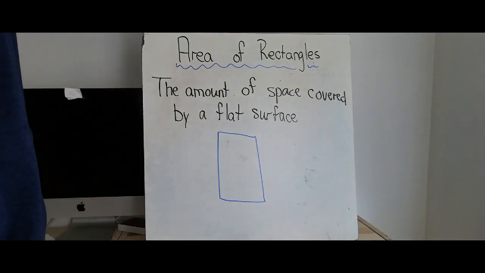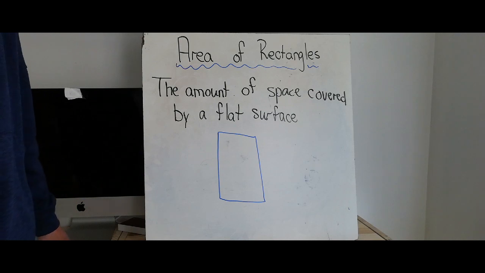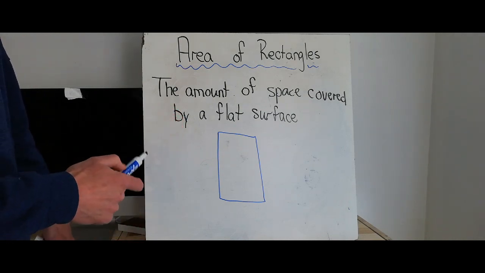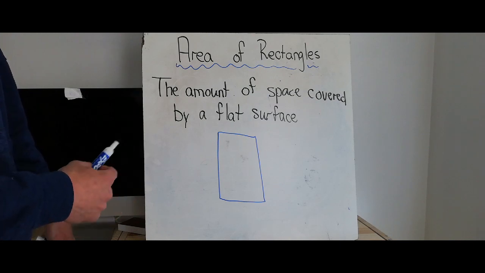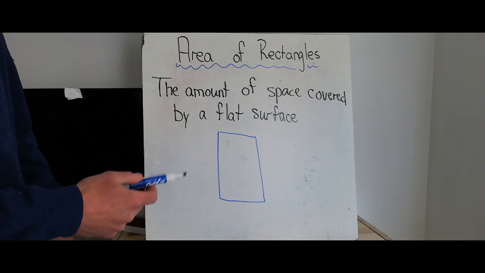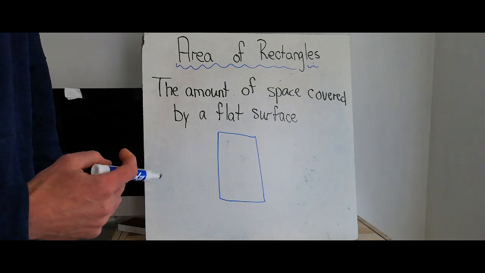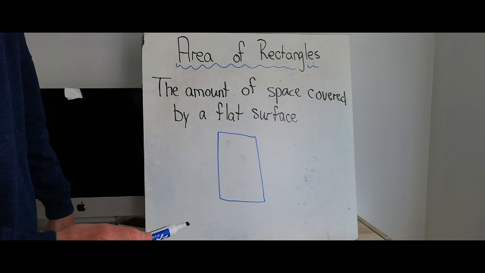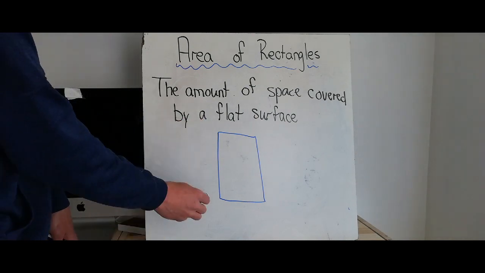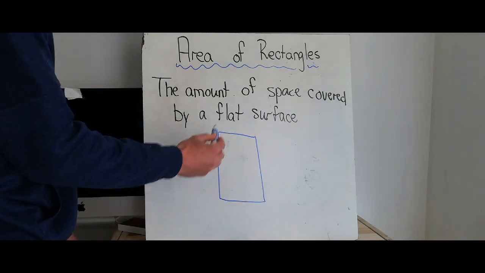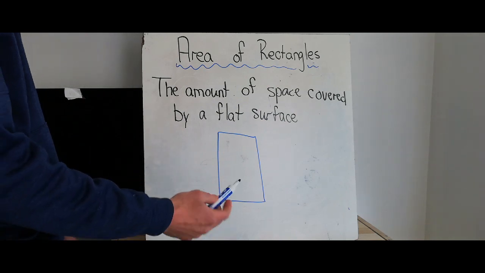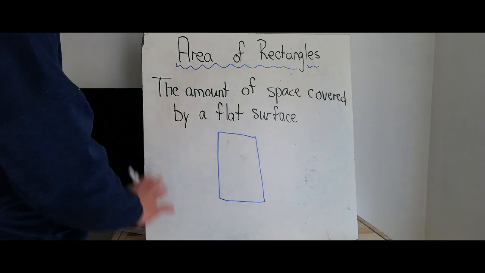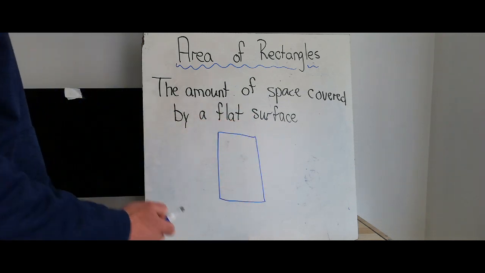Okay, so today's lesson is on area, and we're just going to be talking about the area of rectangles today. A definition of area is the amount of space covered by a flat surface. So again, if you think back to perimeter, if we talk about the perimeter of a basketball court, it'd be the distance around the outside of the basketball court, whereas the area is the amount of space covered by the inside floor or surface of the court.